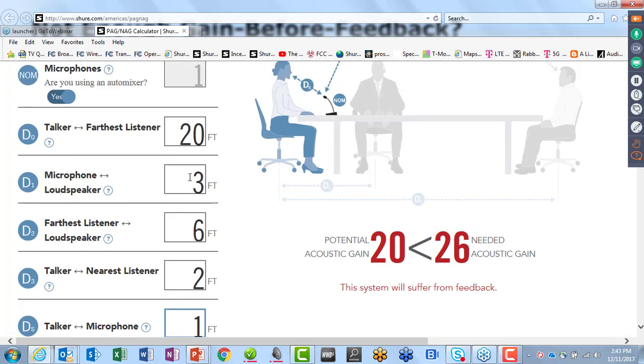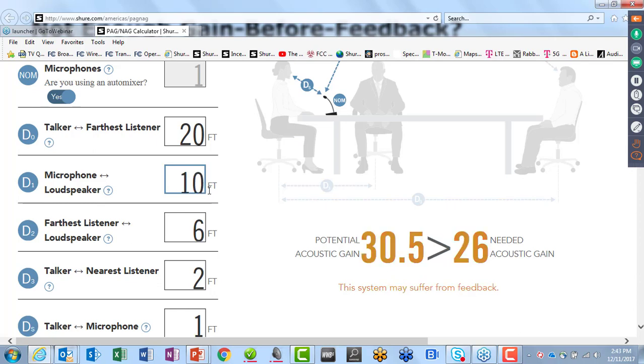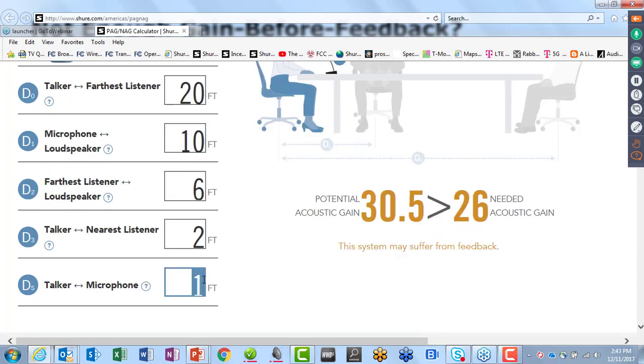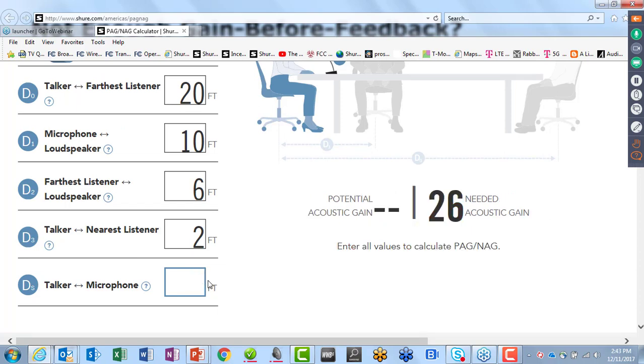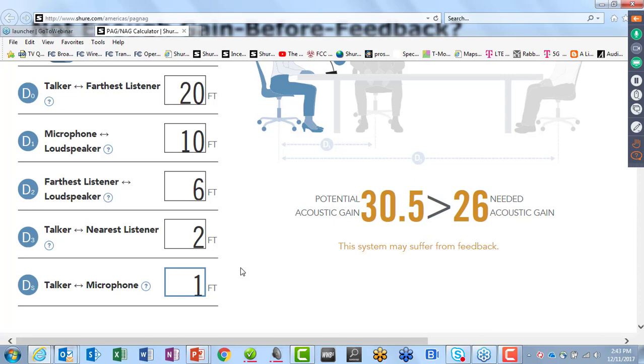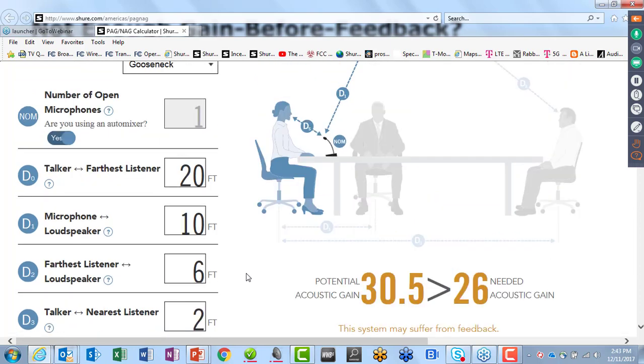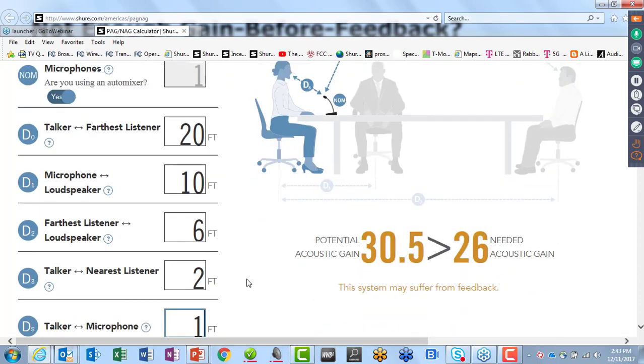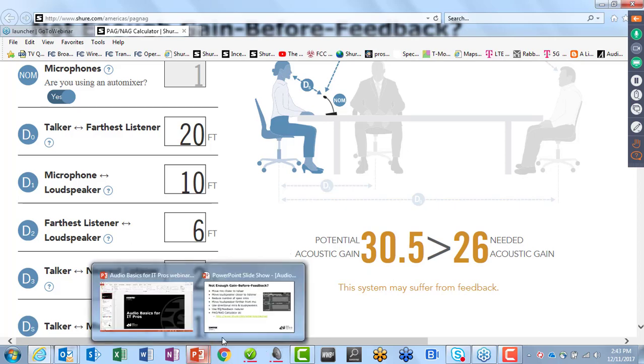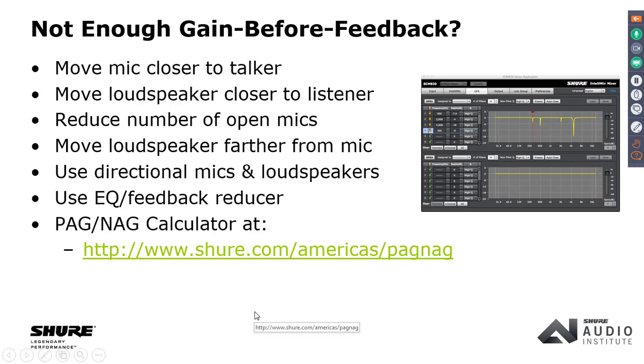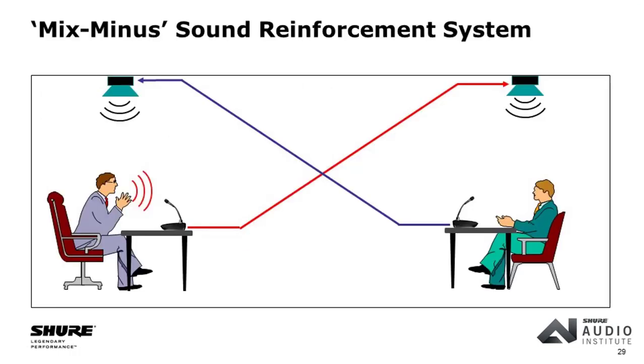Oh, I put in microphone to loudspeaker. I wanted to make that 10 feet. Yeah, there we go. And now we probably could even put the talker further away from the microphone, and that's still not quite. So we still have to be a little closer there. 2 feet, not quite. So we changed the distances to get it to the point where now we know the sound system can operate without feedback. So play around with that if you get a chance on the Shure website, but it is a way to figure out how to get away from those feedback issues.